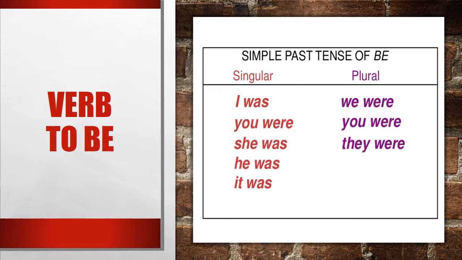Right? So that's the way we say yo estaba, yo estuve, yo era, yo fui. We would say I was. If you want to say yo era feliz, you would say I was happy. If you want to say yo estaba en la fiesta, you would say I was at the party, and so on and so forth.